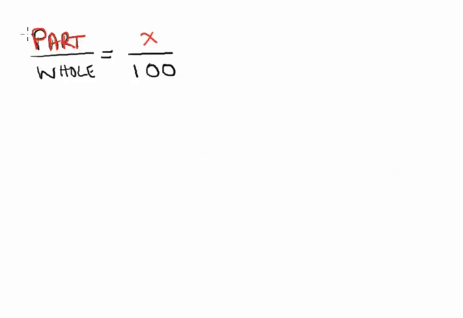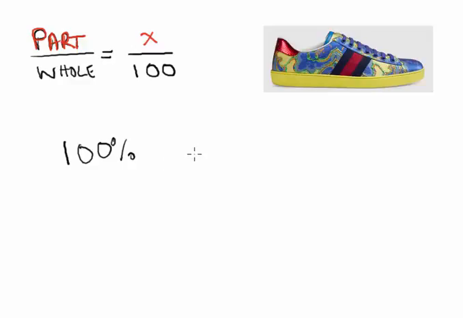Okay, so now we have this nice relationship that a percent is nothing more than a part-to-whole ratio where the whole is 100, and the reason why it's 100 is, well, it makes sense. So let's think. Let's say I tell you that I have 100% of my sneaker. What does that mean? It means I have one of my sneaker. I have the whole thing, right? 100% of something is the same as saying one of something.